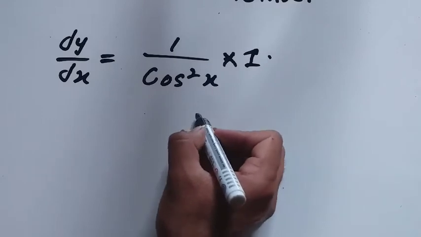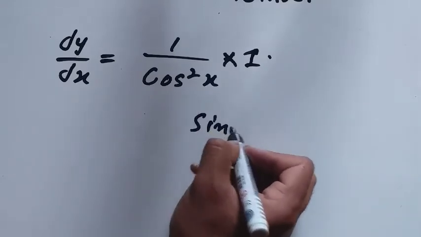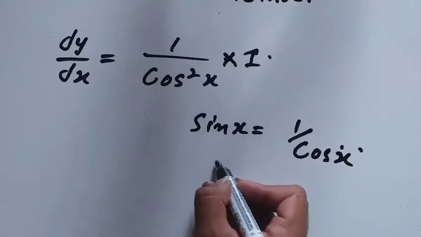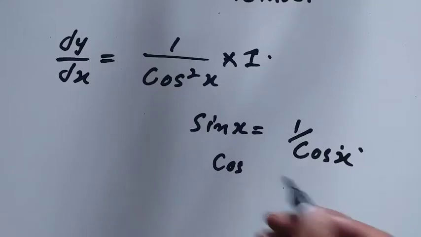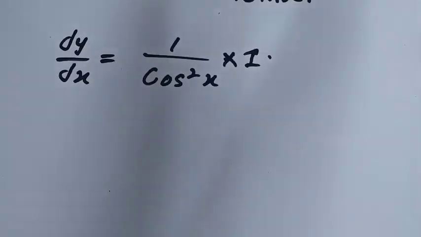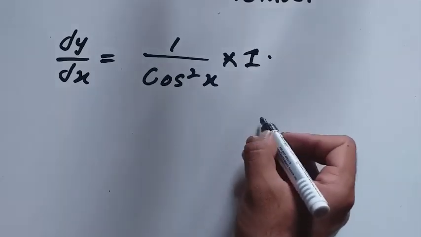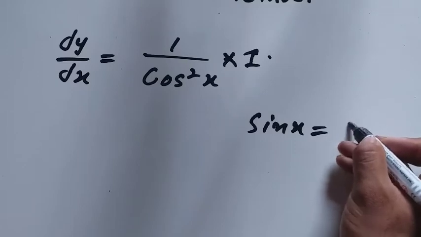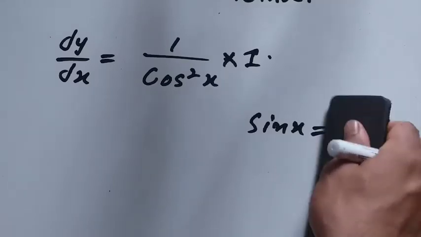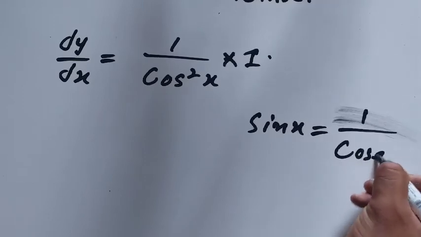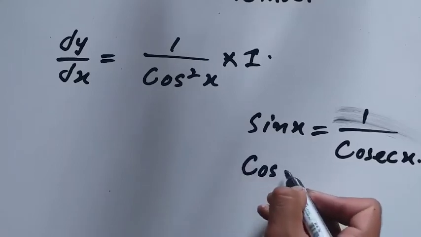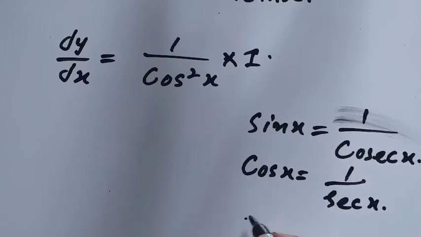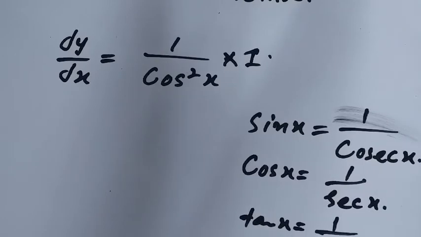As we know, sine x is equal to 1 by cosec x, and cos x is the inverse of 1 by sec x, and if we talk about tan x, that is the inverse of 1 by cot x.